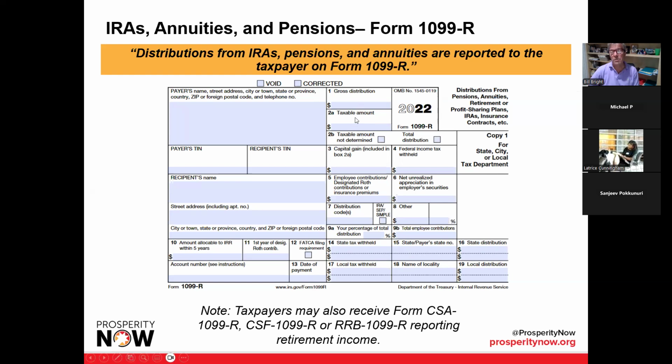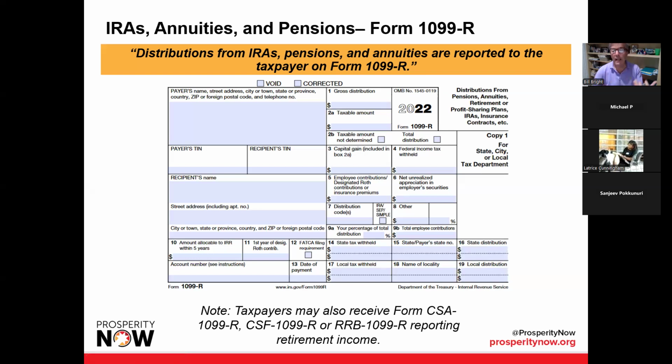Generally, the gross distribution is the full amount. The full amount is taxable. Hopefully there's some federal tax withheld, possibly some state taxes withheld as well, particularly if they're under 65. Pension income is fully taxable in the state of New Jersey. It's not in Pennsylvania.